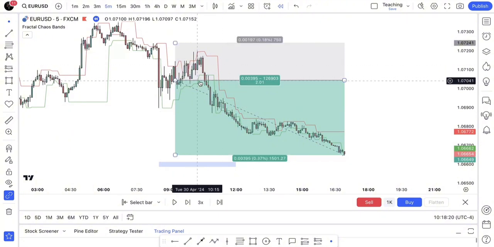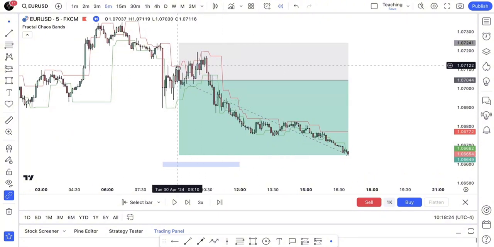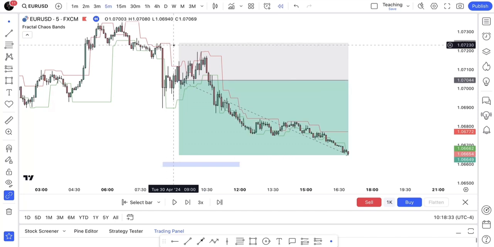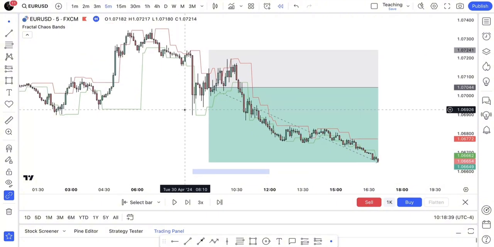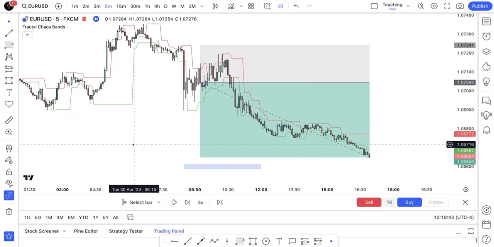So as you can see, I've entered here after the price has reacted to the higher band, and it's really important, guys, to set your stop loss above a recent high or below a recent low, and give the price some breathing room. Okay, and here it is.